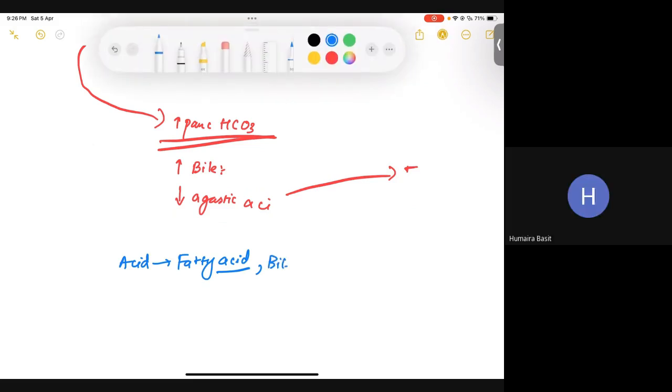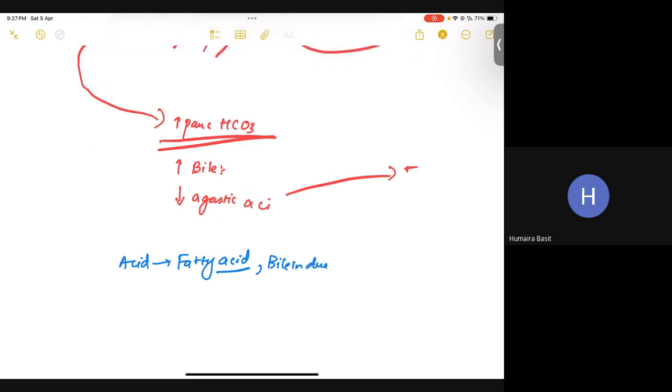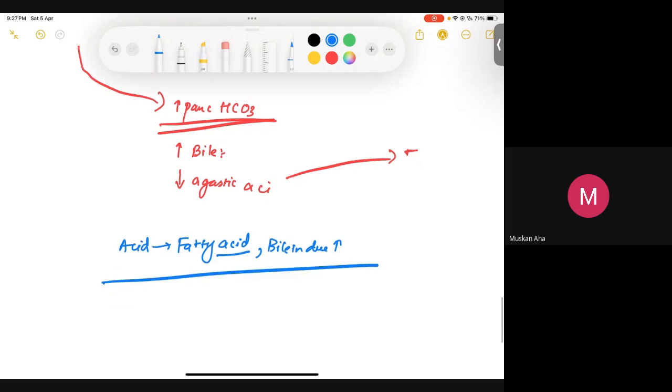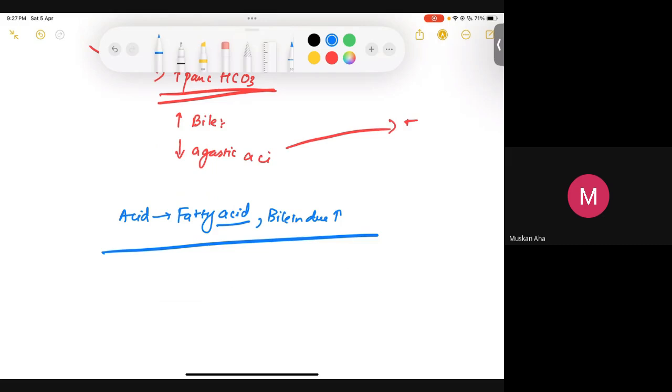Whenever the bile content within the duodenum increases, it's also going to be one of the stimuli for the release of your secretin. Is that clear? Yes. Okay, perfect.